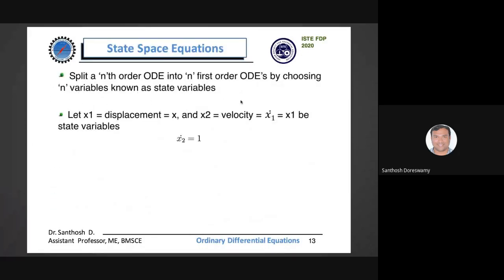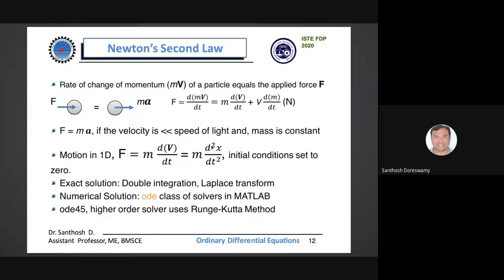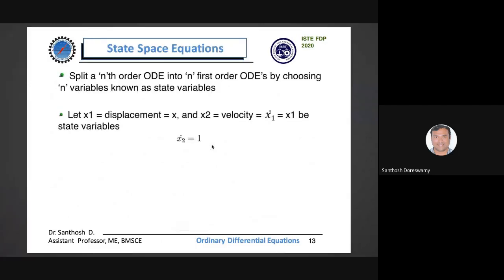Let us take 2 variables. Since it is a second order differential equation, I will take 2 variables, x1 and x2. x1 represents the physical displacement of the particle, whereas x2 represents the velocity of the particle. Velocity is the derivative of displacement, so x2 is equal to dx1 by dt, which I will write as x1 dot. So x2 is equal to x1 dot.